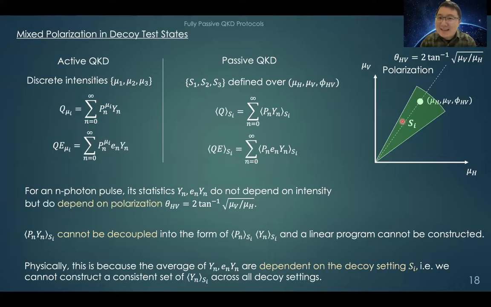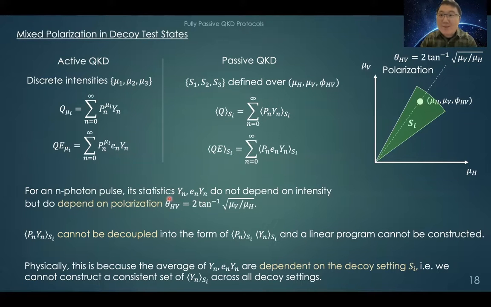As we can see here, there's a problem because if you define a region that's like a sector shape, then the theta, the polarization, is a function of mu V over mu H, which is the slope of that line. Over that region, that slope can take different values. So it has a little bit of wiggle room there, which means that this polarization would follow a polar distribution for your decoy setting. That means the average of the yield would depend on that polarization distribution. For an n photon pulse, like a Fock state, its statistics would not depend on the intensity because a Fock state doesn't contain any information of the coherent state. However, this Yn and also the En, the QBER and the yield, would depend on the polarization that you're preparing the state in.